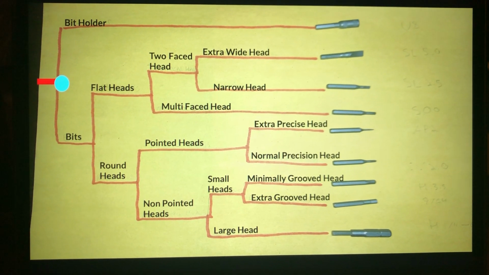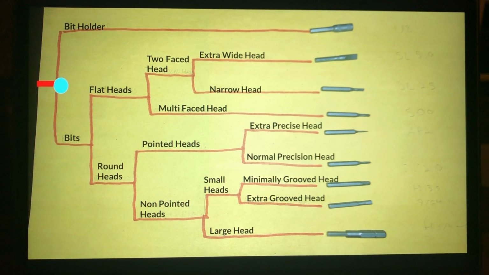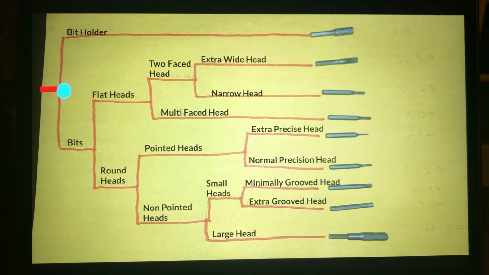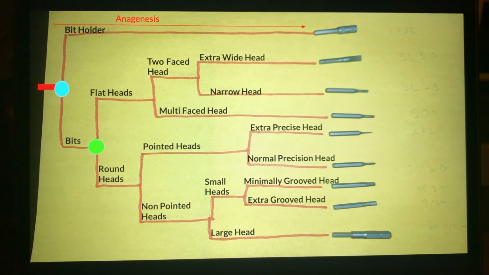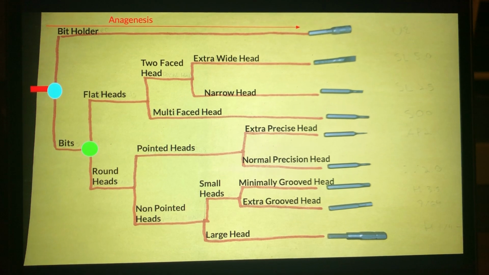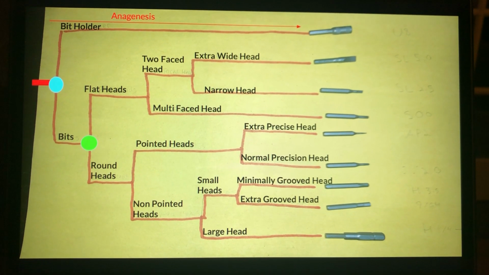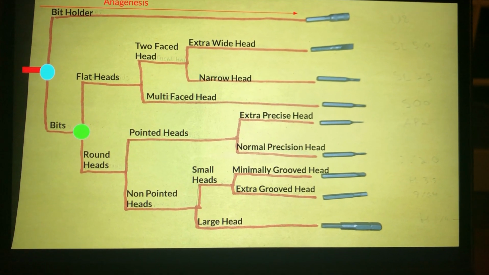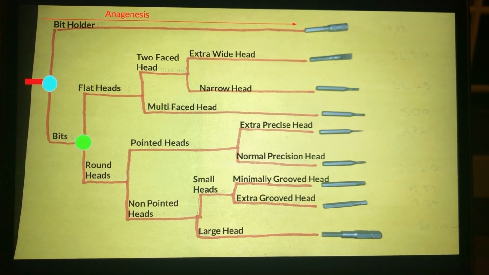the tree do. This outgroup lacks the same common ancestor as every other organism on this tree, and is thus the most genetically different. Since there is no branching seen, the bit holder has gone through anagenesis. The bits can be primarily divided into flatheads and rounded heads. We see that the flatheads and rounded heads have a point of divergence at this internal node shown here in green. This point represents the most recent common ancestor of all flatheads and rounded heads.